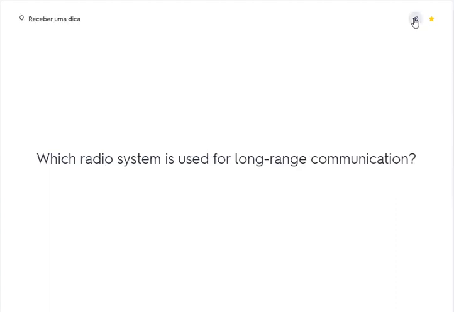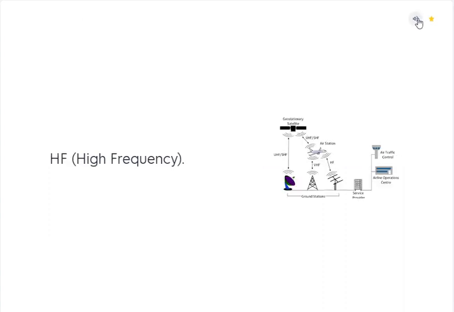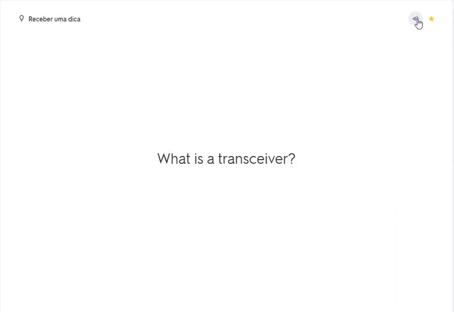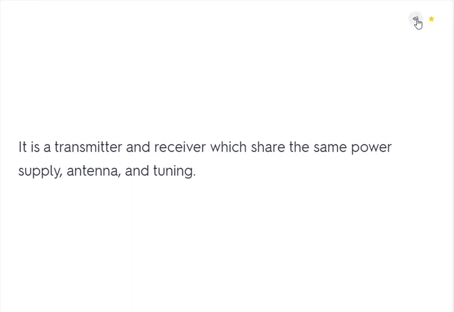Which radio system is used for long-range communication? HF. What is a transceiver? It is a transmitter and receiver which share the same power supply, antenna, and tuning.